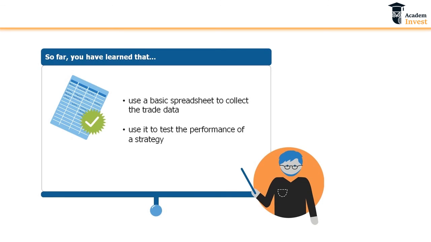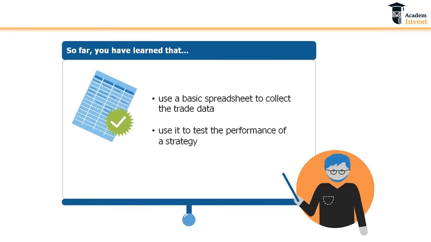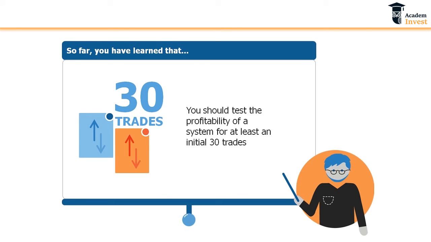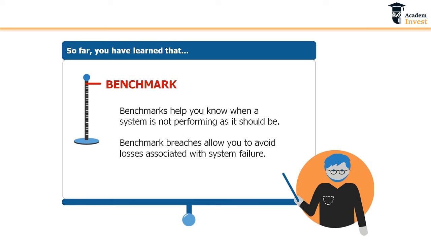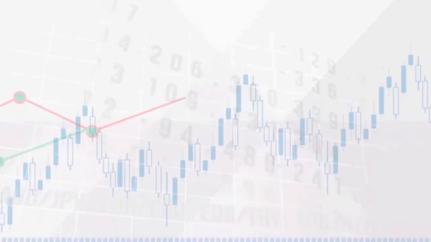In this lesson, we have looked at the process of collecting trading data in a manner that you can use to improve your trading performance later on. You have learned that a basic spreadsheet can help you meaningfully collect the trade data and use it to test the performance of a strategy. You should test the profitability of a system for an initial 30 trades. You need at least 100 trades to assess whether the strategy is successful overall. Benchmarks help you know when a system is not performing as it should be. Benchmark breaches allow you to avoid losses associated with system failure.